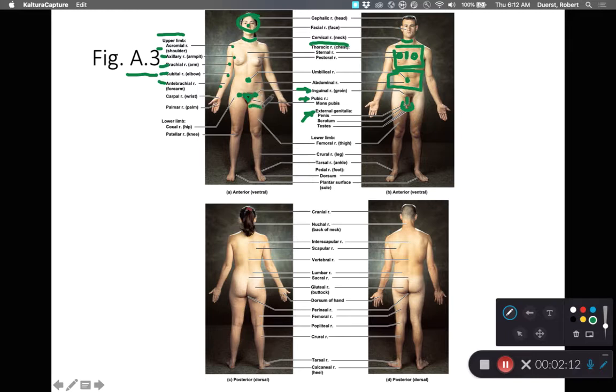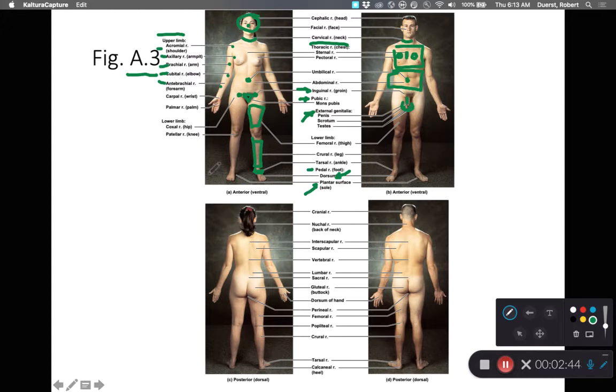When we look at the lower limb, our lower limb is going to be made up of the femoral region, aka the thigh. When we look at crural, that refers to the lower leg. Tarsal refers to the ankle, and then pedal is a blanket term or more of an umbrella term that refers to the foot. And within the foot, we have the dorsum, which is the superior or top of the foot, and then we have the plantar surface, which is the bottom or inferior portion of the foot.